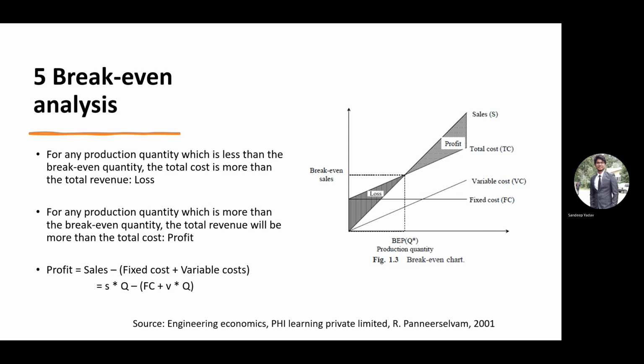Now, how will profit be calculated? Profit can be calculated directly from the graph. We can say profit will be sales minus fixed cost plus variable cost, which we can also call the total cost. On the graph, we have the price on the y-axis and the quantity on the x-axis. Then we can calculate the profit. The profit will be sales minus total cost.